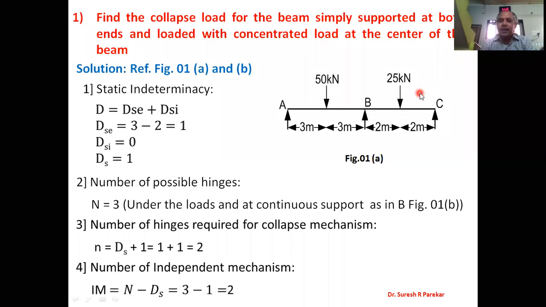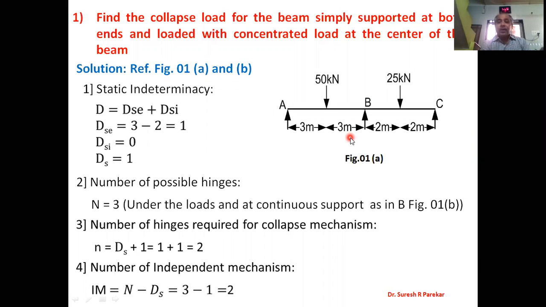Now you can see we are with this first problem. Find the collapse load for the beam simply supported at both ends and loaded with concentrated load at the center of the beam. So in this, my load is at the center of both of these spans, and support A and support C are simple supports, and at support B we have continuity. Again we are considering only vertical reactions, no horizontal reactions, and we have gravity loads.